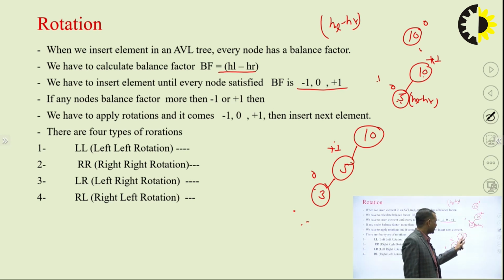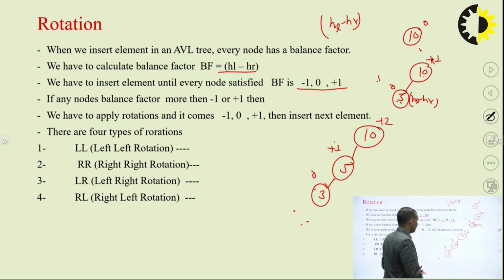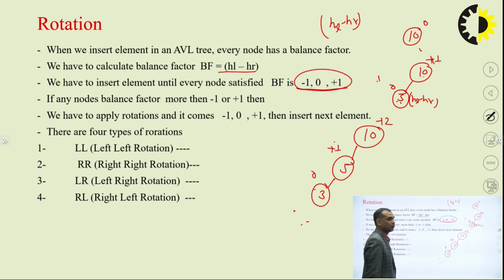What is the balance factor of 10? Left height is 2, right height is 0. So 2 minus 0, that is a balance factor of 2. So it is not an AVL tree. In an AVL tree, the balance factor is minus 1, 0 or plus 1.